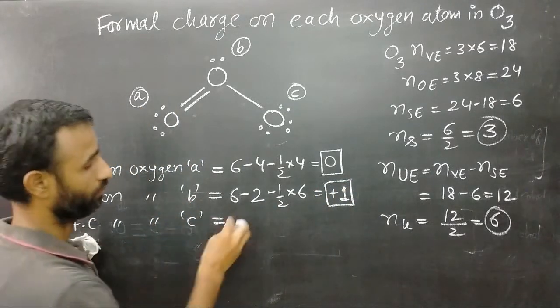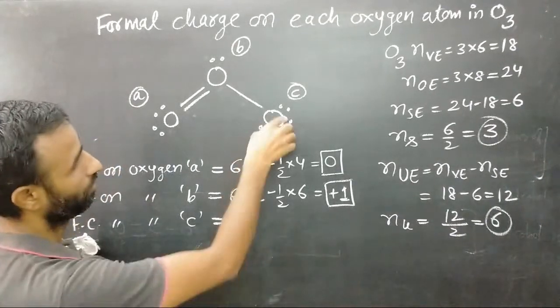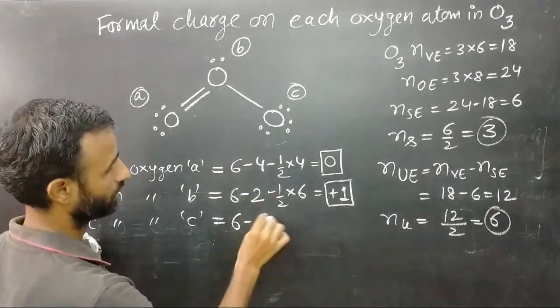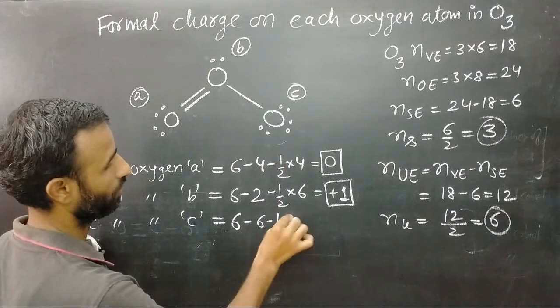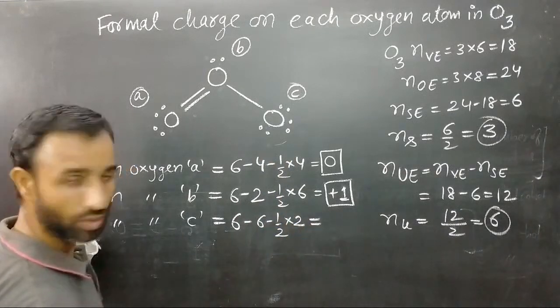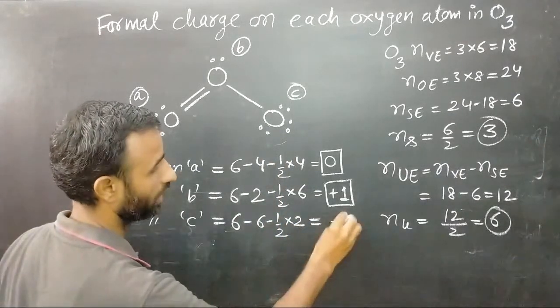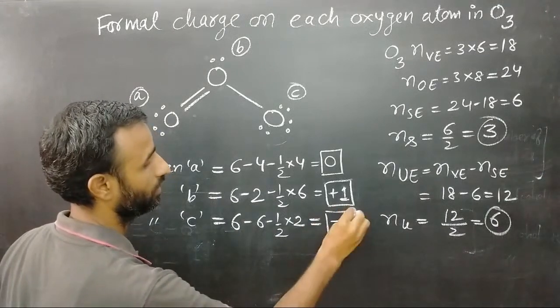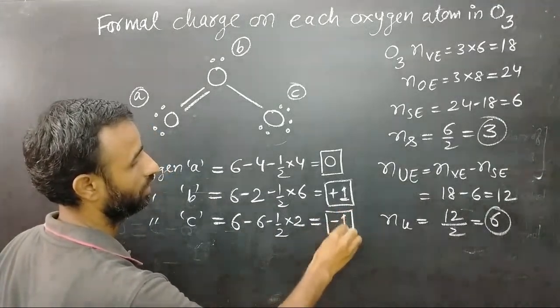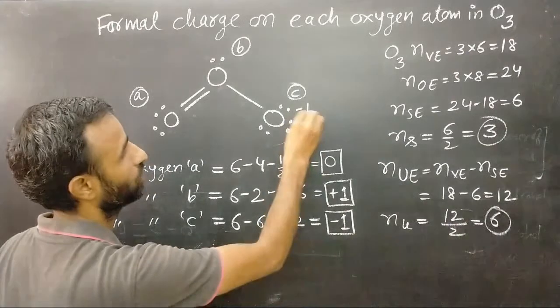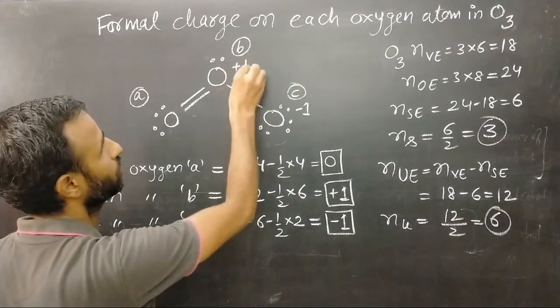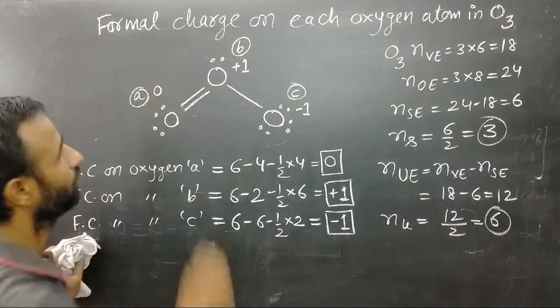For C, 6 minus 6 minus half of 2. So minus 1. So for C it is minus 1. For B it is plus 1. For A it is 0.